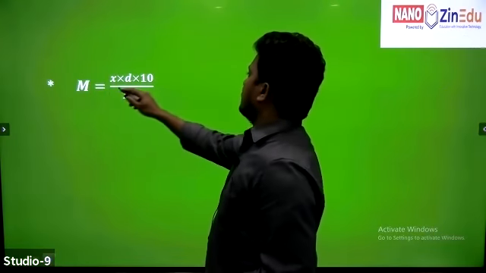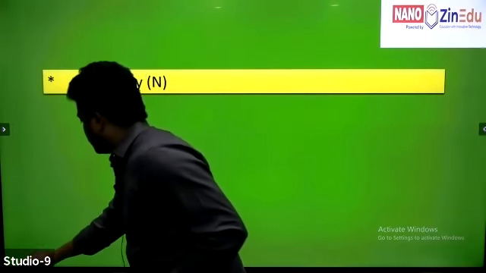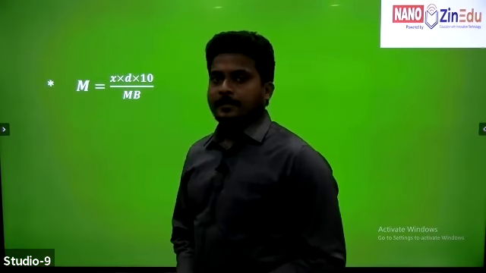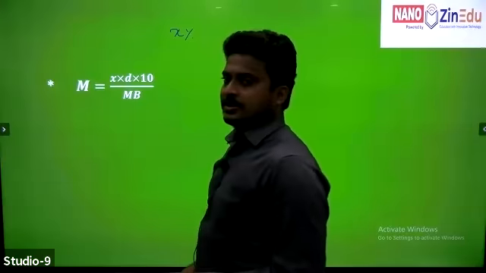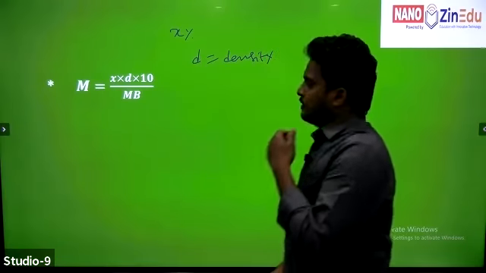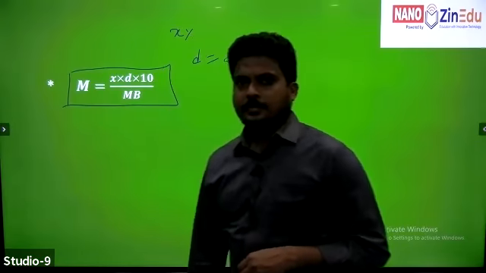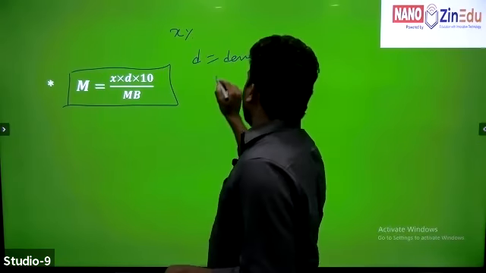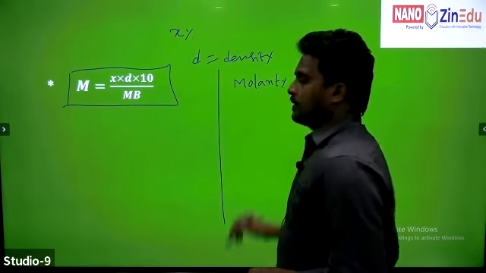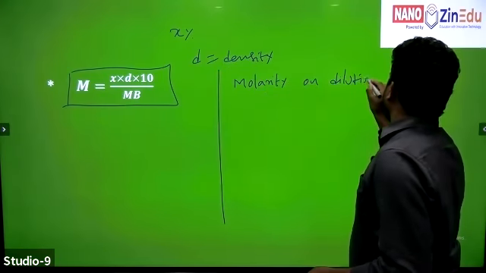Here X is the mass percentage. If you want to calculate molarity when weight percentage and density are given, where D is the density of solution, use this formula to calculate molarity. And next one, molarity on dilution. Use this one.